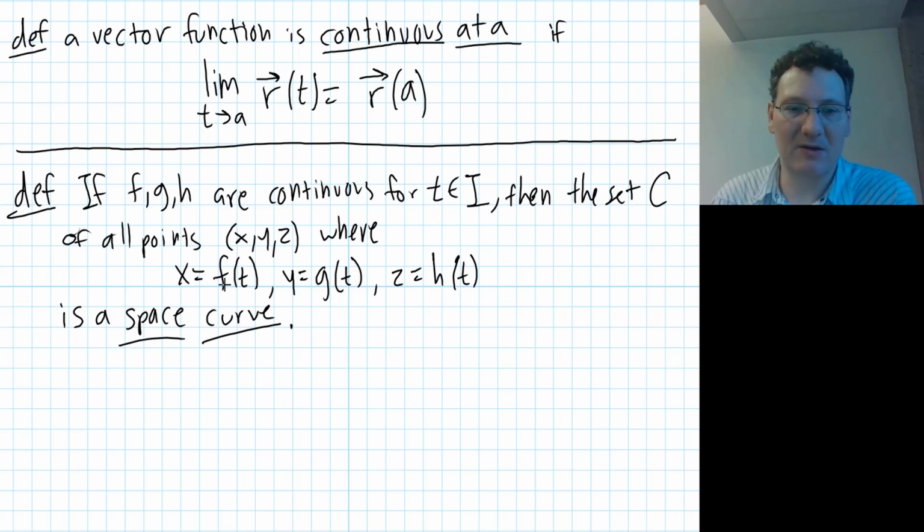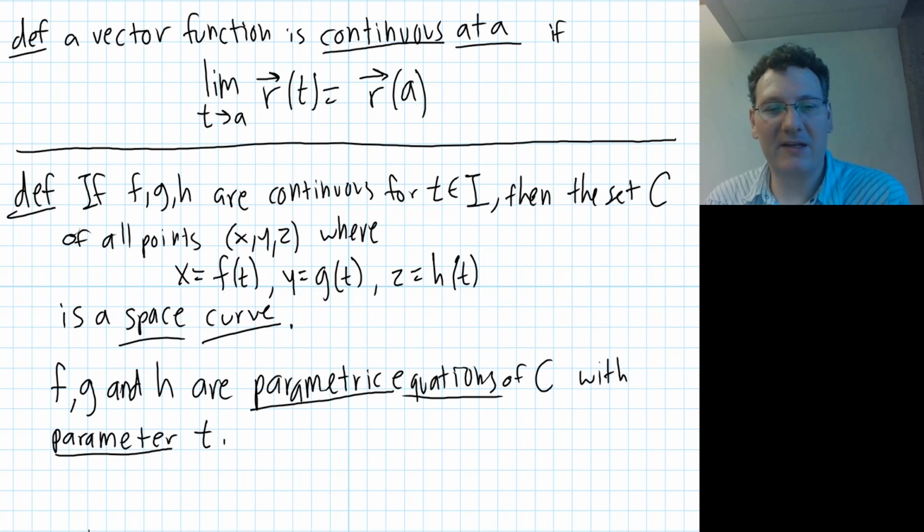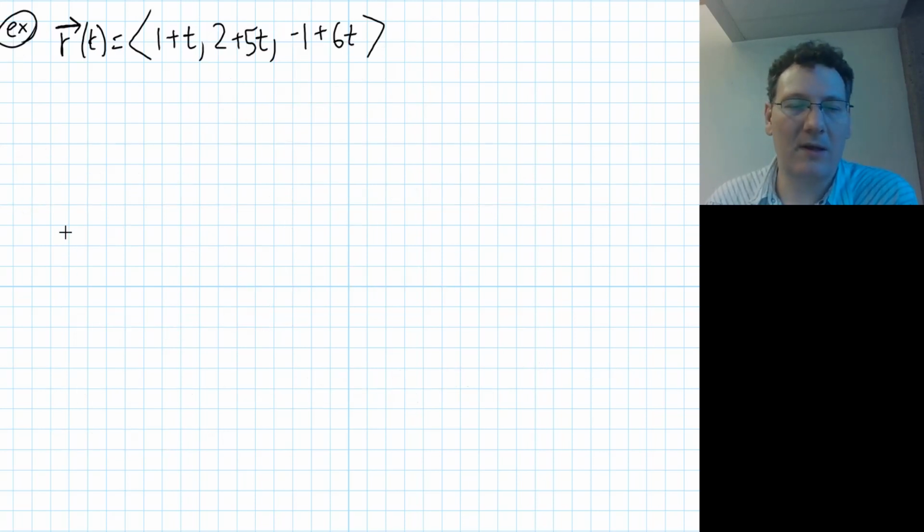We call this a space curve. Okay, and so we'll call f, g, and h the parametric equations of C, and t is the parameter of these parametric equations. Okay, let's take a look at this vector equation.